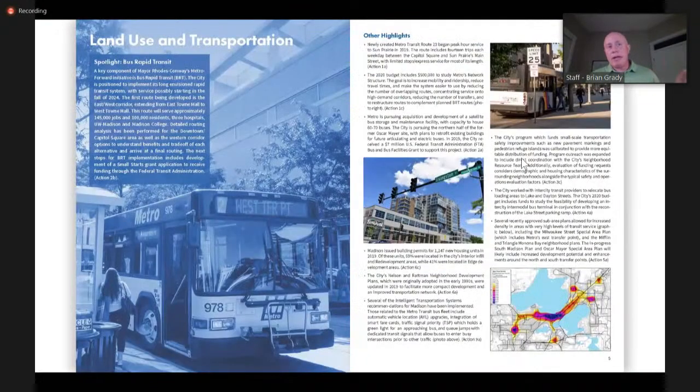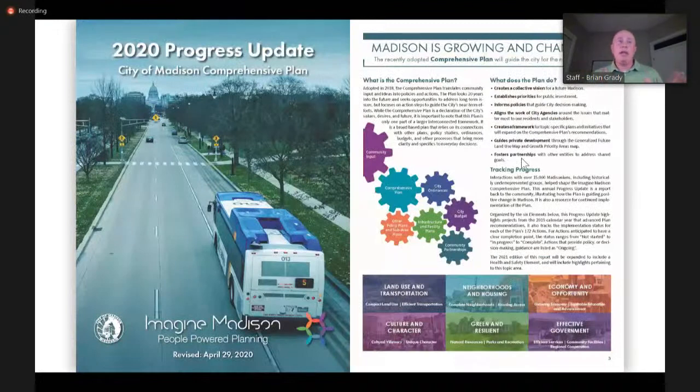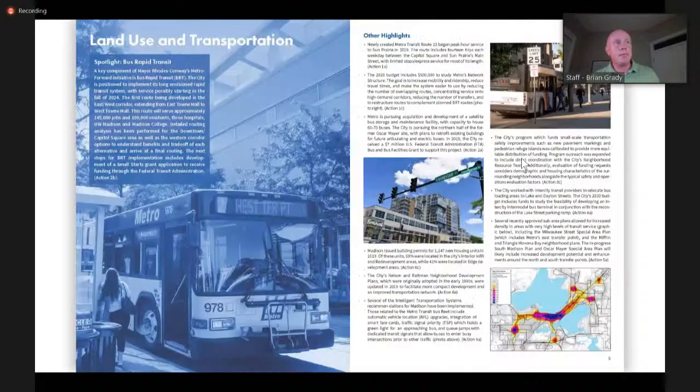I'll mention that in putting this document together, just like with the comp plan, it involves many different folks from across the city. Even in just creating this document, we interacted with about 35 staff members from about 18 different departments. This is truly a citywide effort. Even doing this update, putting this together was a group effort. So I do want to thank staff that really contributed from all across the city.